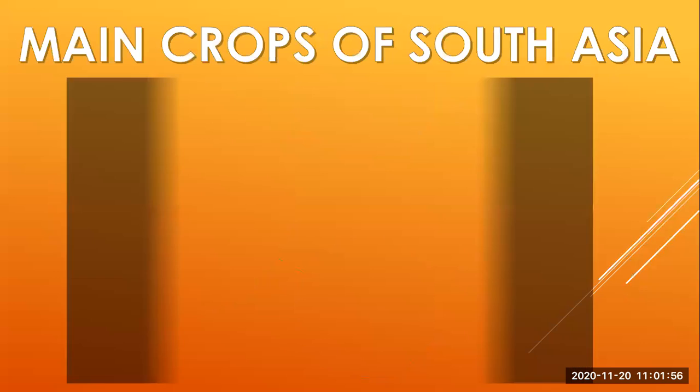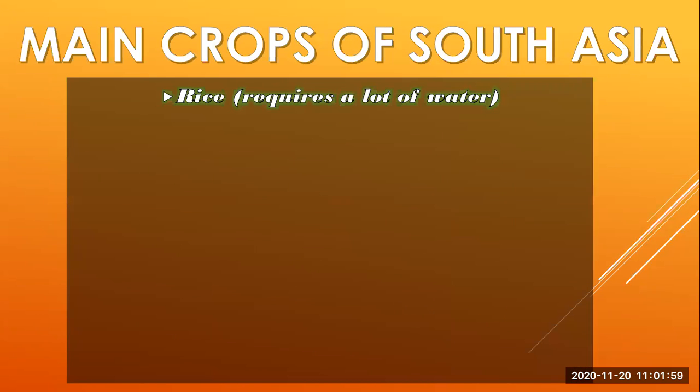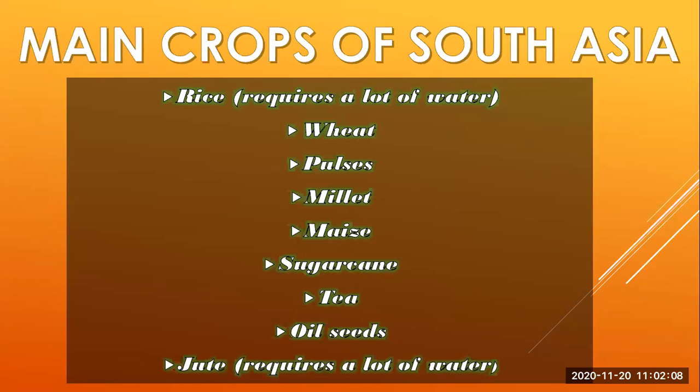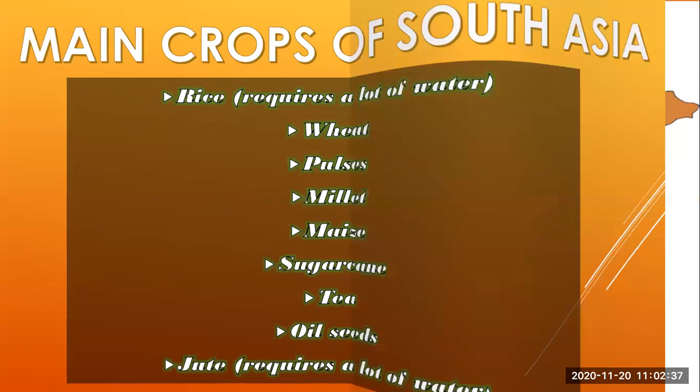Here come the main crops of South Asia. Rice, which requires a lot of water, wheat, pulses, millet, maize, sugarcane, tea, oil seeds, jute, and many more. Right here in front of you, there are some common or main crops of South Asia. You can see that rice and jute are the crops which require a lot of water to grow. Different crops have different natures, and some require a lot of water, some of the mangroves require sea water. So there is a difference in the requirements of different crops.